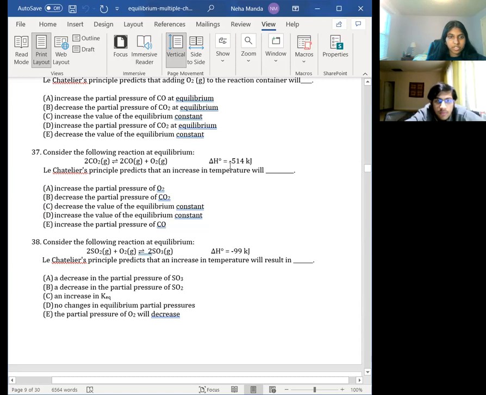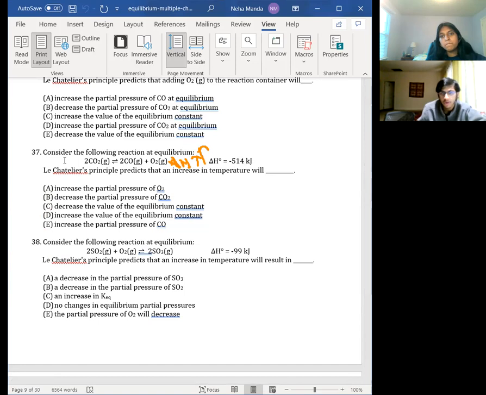An increase in temperature. So this is an exothermic reaction. So heat in this would be a product. Oh, we're increasing temperature here, right? Exothermic, so heat is a product. So if we increase temperature, we're adding heat. Okay, yeah. So it would go to the left. So it would probably be A.